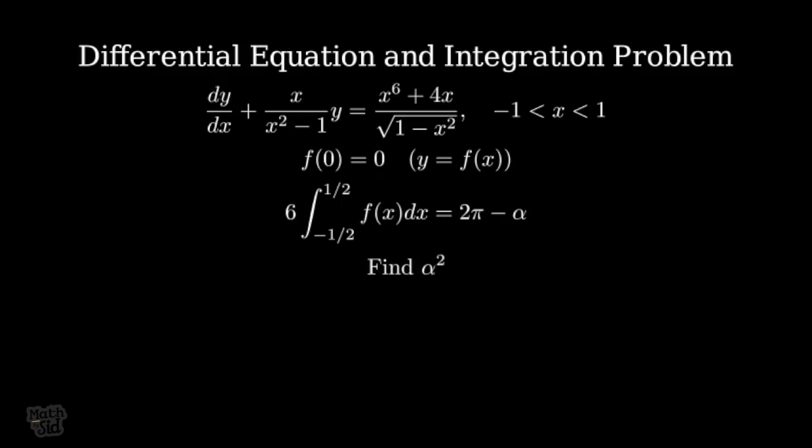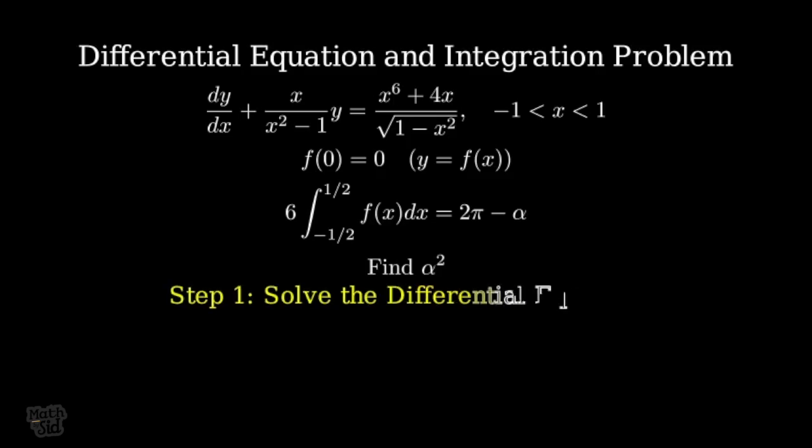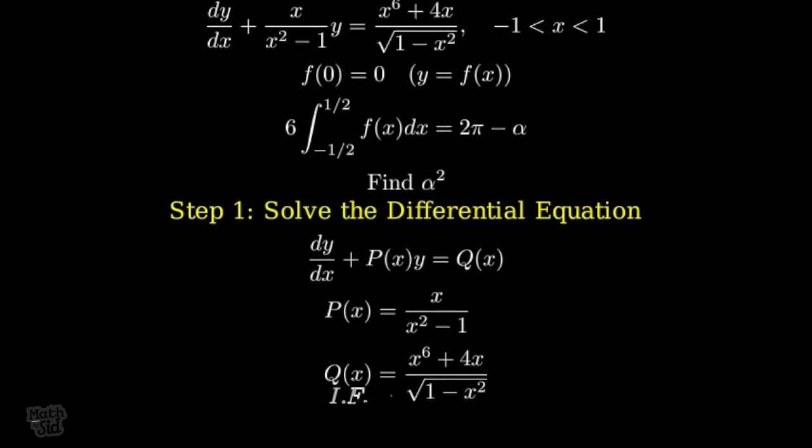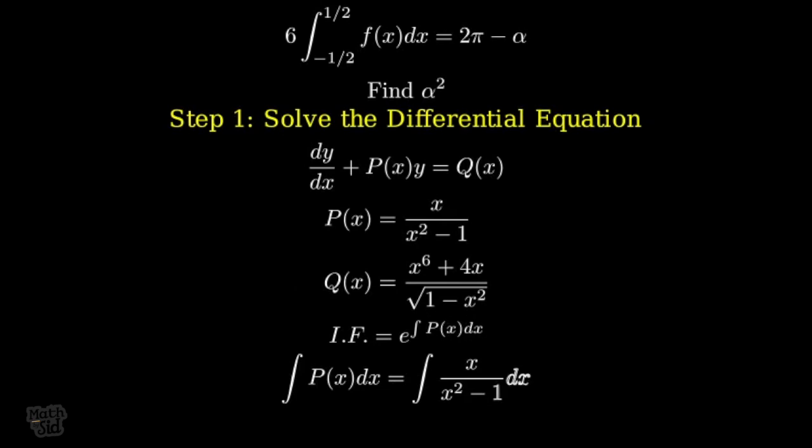First, let's solve the differential equation. It's a first-order linear differential equation in the standard form dy/dx plus p of x times y equals q of x. Here, p of x is x over x squared minus 1, and q of x is x to the sixth plus 4x over the square root of 1 minus x squared. We need to find the integrating factor, IF, which is e raised to the power of the integral of p of x dx. Let's calculate the integral of p of x.